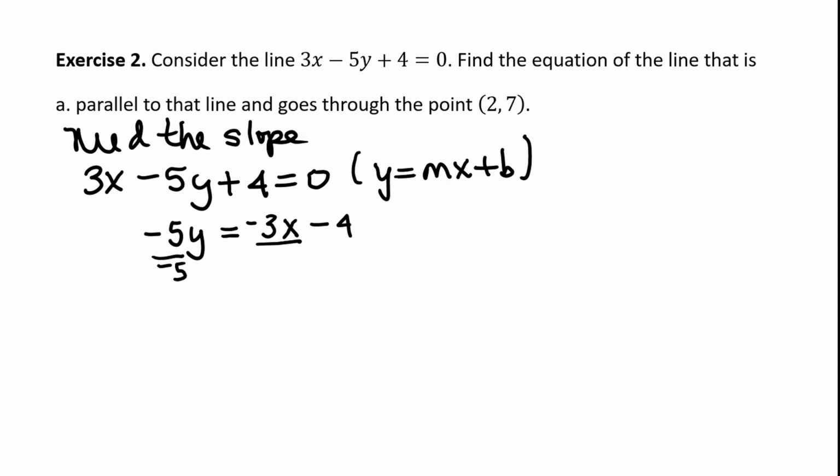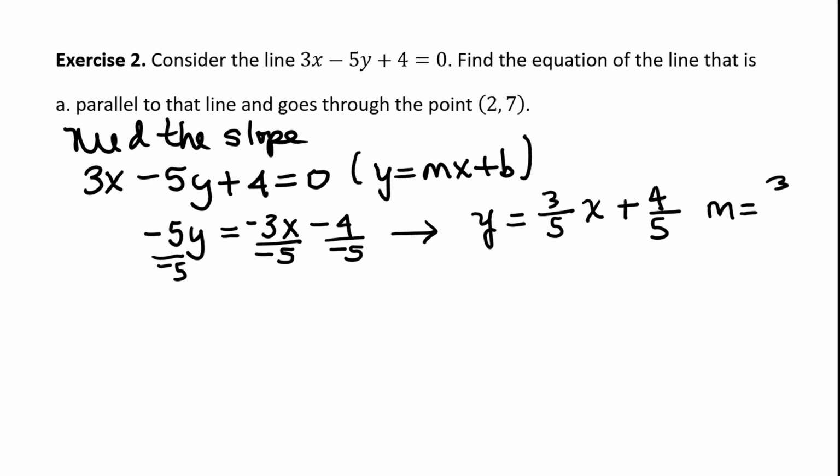Now, in order to get the y by itself, let's divide by negative 5, term by term. So negative 5y divided by negative 5, negative 3x divided by negative 5, and negative 4 divided by negative 5. We'll clean this up, and then negative 5 over negative 5 is just 1, so y equals negative 3 divided by negative 5 is positive 3/5 x. Negative 4 divided by negative 5 is positive 4/5. Now we can see the slope. The slope of the given equation, m, equals 3/5.